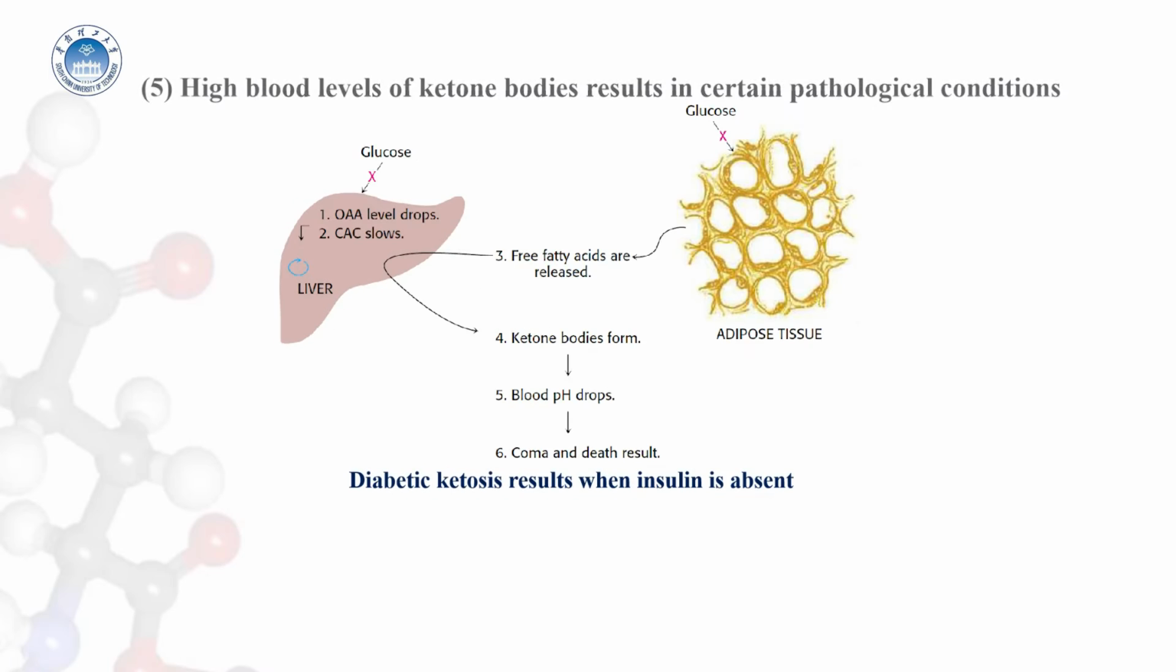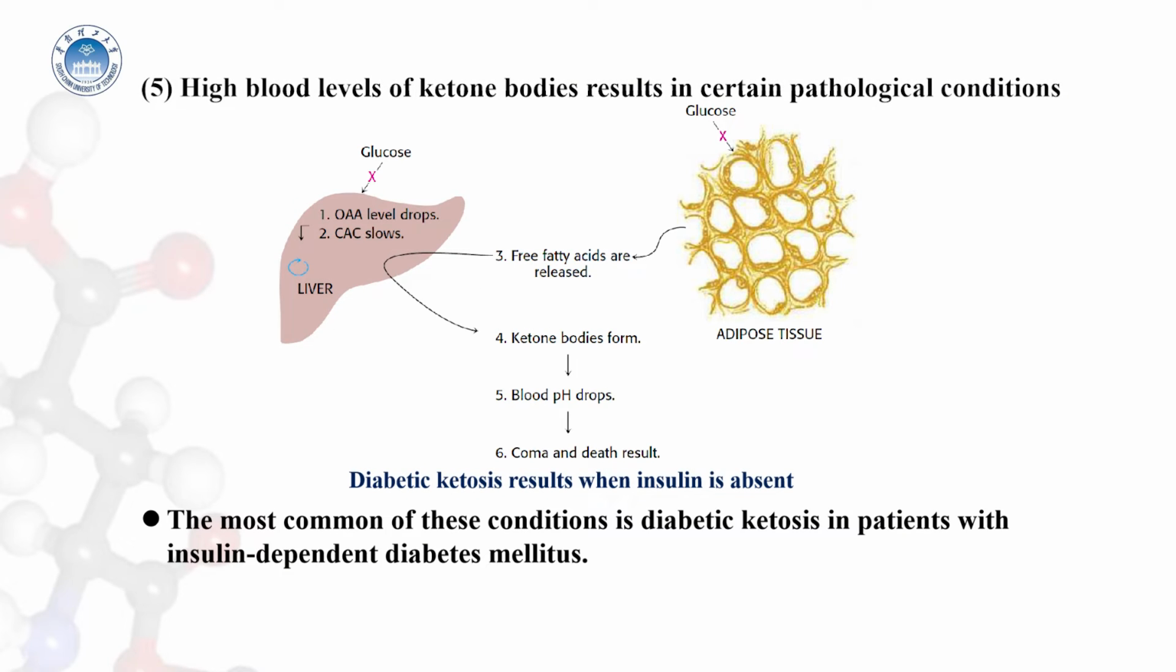High blood levels of ketone bodies result in certain pathological conditions. The most common of these conditions is diabetic ketosis in patients with insulin-dependent diabetes mellitus. These patients are unable to produce insulin. The absence of insulin has two major biochemical consequences. First, the liver cannot absorb glucose and consequently cannot provide oxaloacetate to process fatty acid-derived acetyl-CoA.